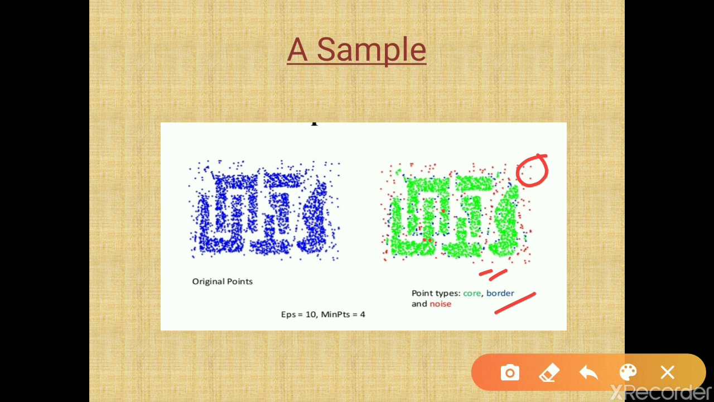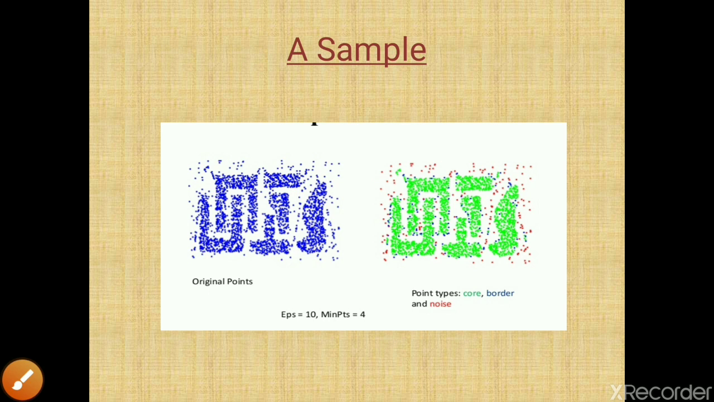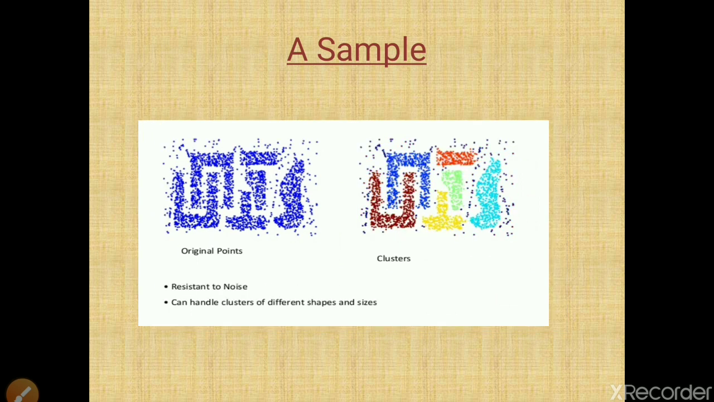This is an example. Here the epsilon value is taken as 10 and the minimum point value is 4. So, each color of data point represents each kind of data point: one is core point, border point and noise point. Okay. Now, next is how the clusters are represented.